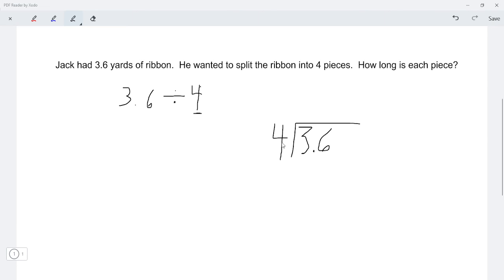This is pretty straightforward. Now, how we do this is we just bring the decimal right up here as it is, and then 4 goes into 3. It does not, so we put a 0 here. Now 4 goes into 36. How many times? 9 times. And then this is the answer. So the key is you need to just bring the decimal right up and then make sure you put the numbers in the proper place value right above the number, right? And then the answer is just 9/10.